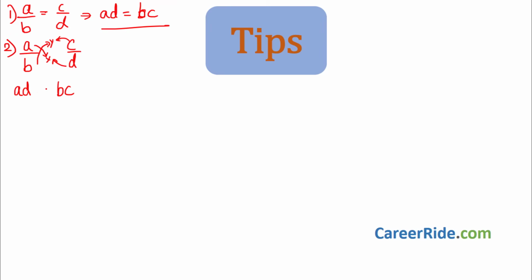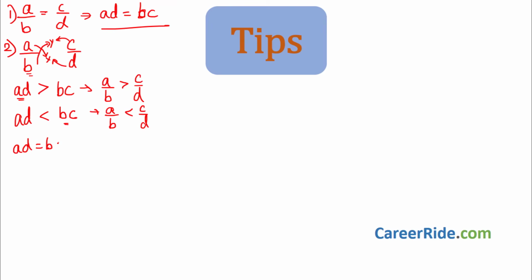Now if AD is greater than BC, that means left hand side is greater than right hand side, so left hand side ratio must be greater than right hand side ratio. So we will have A by B greater than C upon D. If AD is less than BC, that means right hand side ratio is greater than left hand side, that means left hand side is smaller, so left hand side A by B is smaller than right hand side, that is C by D, correct? And if AD is equal to BC, we already know both must be equal, right? See how easy it is. Let's move on to the next tip.